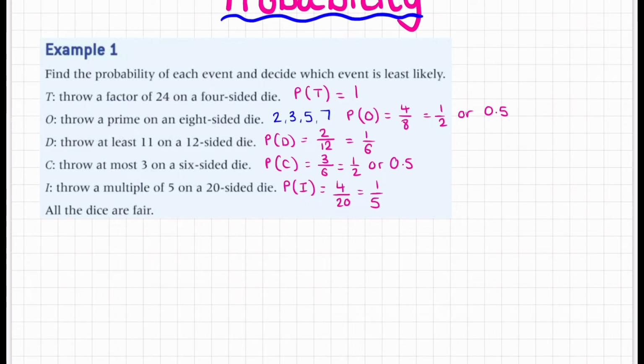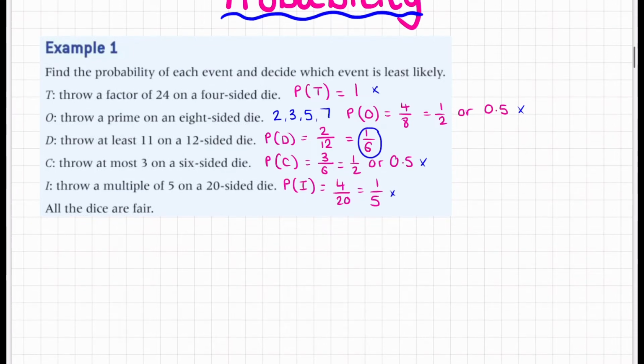Now, which event is least likely, which means we are looking for the lowest number. So obviously it's not going to be 1. Then we've got 0.5, 1 over 6 and 1 over 5. So obviously the halves are bigger than 1 over 6 and 1 over 5, and then 1 over 5 is bigger than 1 over 6, so the least likely would be the probability of D happening.